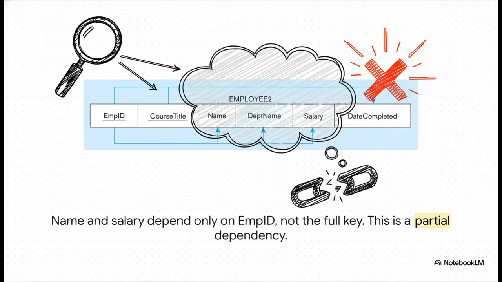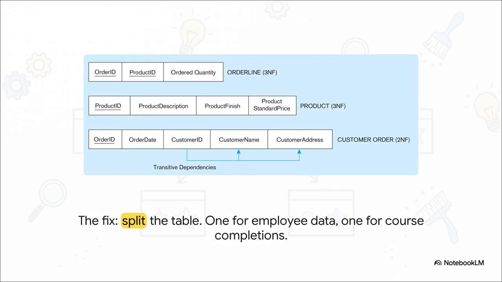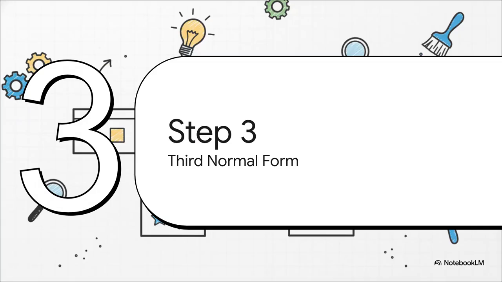That right there is a classic partial dependency, and it's the very reason we had that modification anomaly with Margaret Simpson. So, how do we fix it? You guessed it, we split the table. We create one neat table just for employee information, with the employee ID as the key. Then we make a second table that does one job and one job only. It tracks course completions. Just like that, the partial dependency is gone, and Margaret's salary now exists in only one place. We're making real progress.